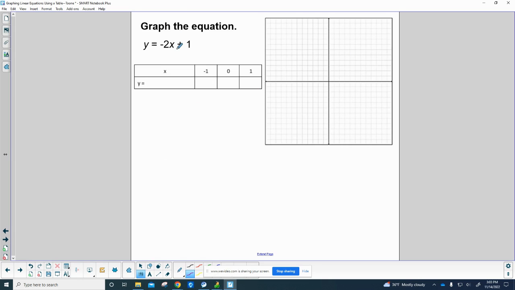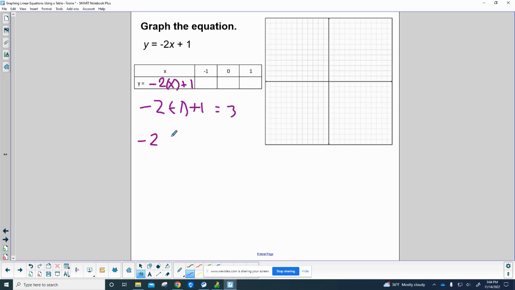So this one is y equals negative 2x plus 1. That's still an integer for your coefficient, so we're going to stick with negative 1, 0, and 1. So this time we're multiplying by negative 2 and then adding 1, right? So what will that look like? Negative 2 times negative 1 plus 1. Negative 2 times negative 1 is 2. 2 plus 1 is 3.